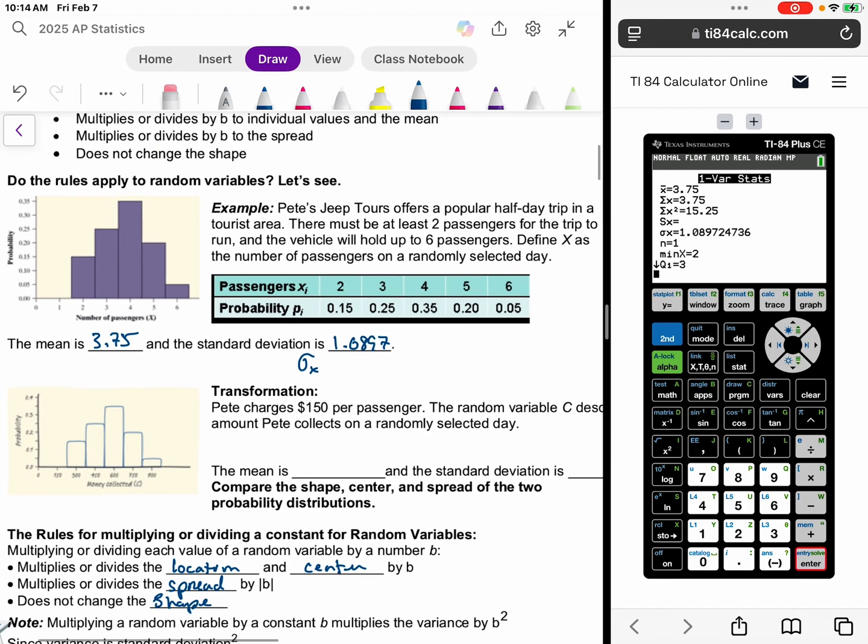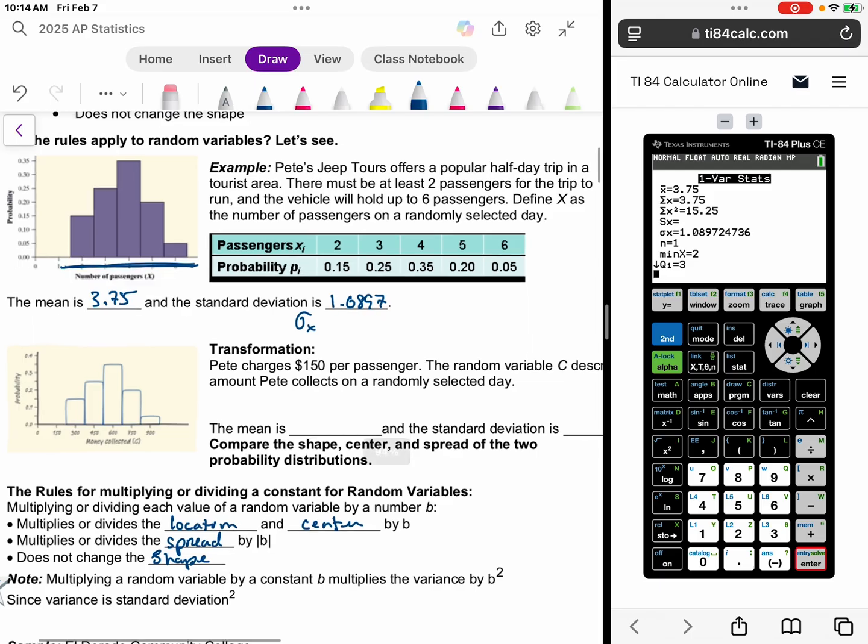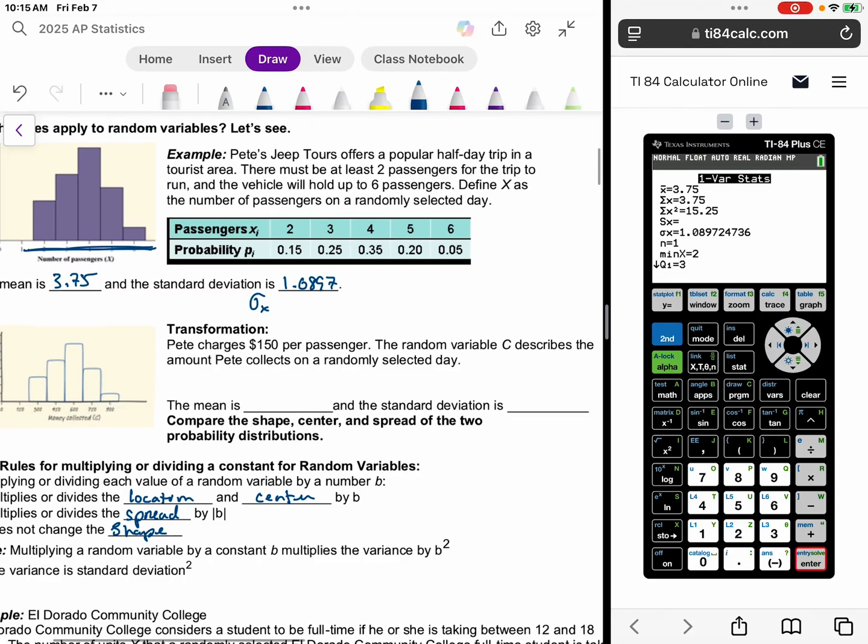All right. So in the transparency, notice here's our shape. There's our shape. Again, not a lot of data. We can say it's approximately normal. There is a drop off on the right-hand side pretty quick with 6 passengers. So now it says Pete charges $150 per passenger. We're going to let our random variable C describe the amount Pete collects on a randomly selected day. C being what he collects. What's the mean?